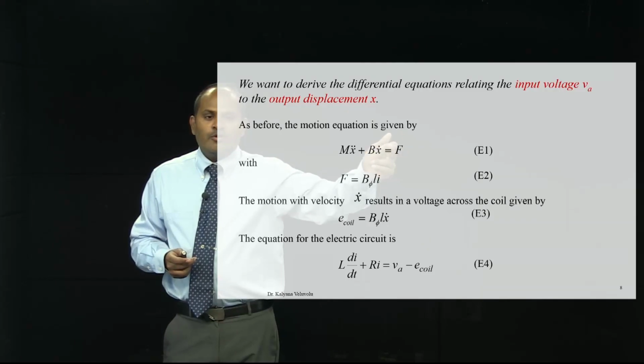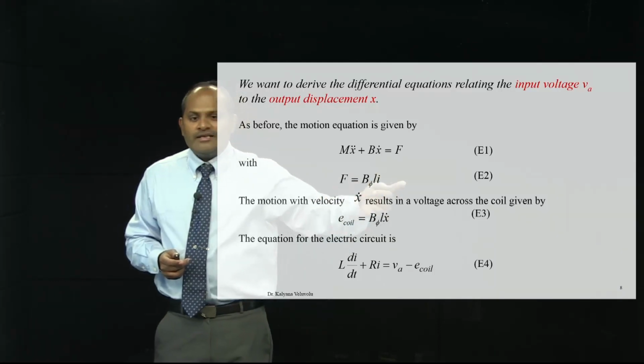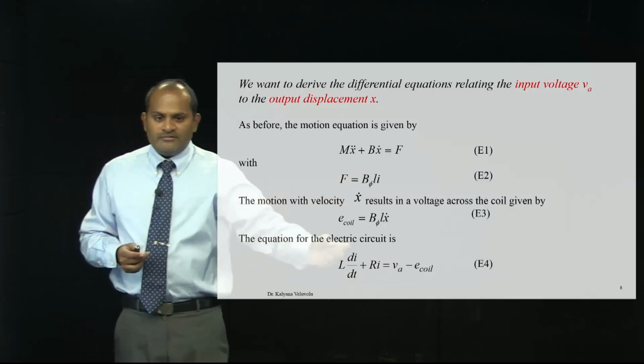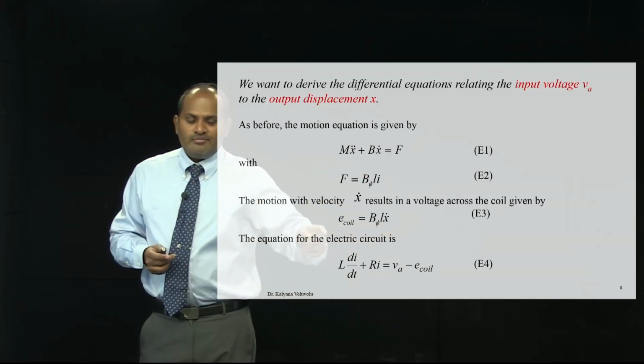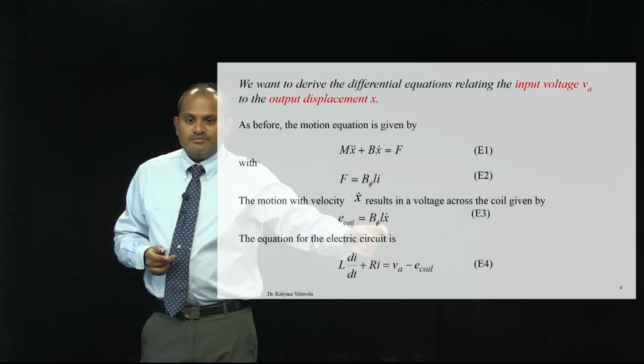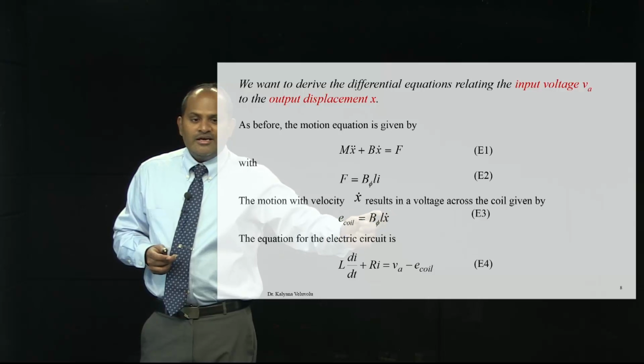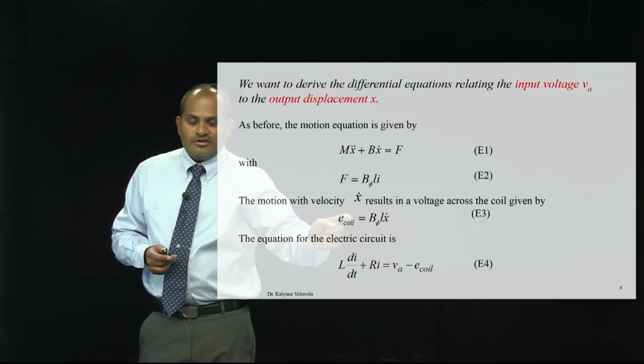Force produces displacement, F is the input, X is the output. In the second equation, current I produces F, I is the input, F is the output. And here, because of the motion x dot, we get the E coil. So, x dot is the input, E coil is the output.